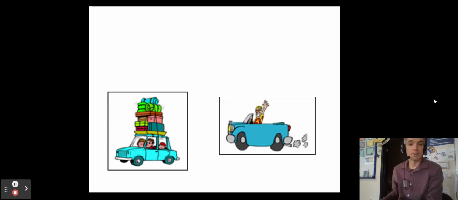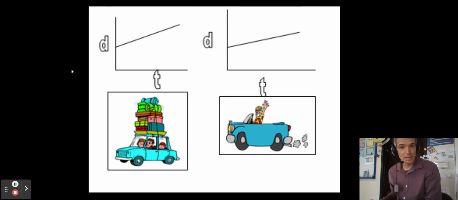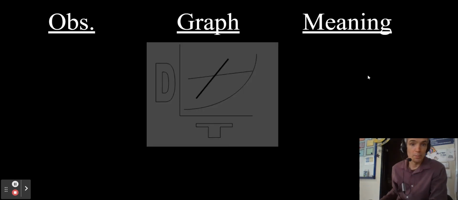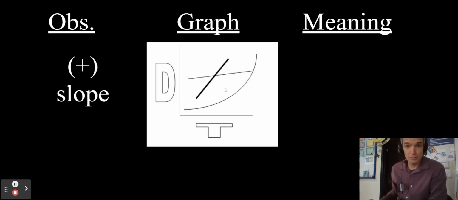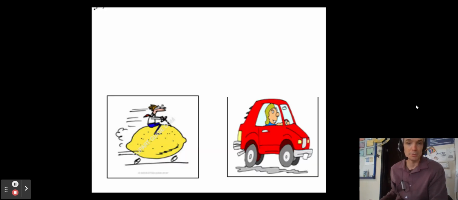Now these 2 objects are both moving to the left, and the steepness means this one's moving faster, surprise or not. But they both have a positive slope. What does the positive slope mean? Well, positive slope means simply it's moving in the positive direction, up, to the right, to the left, could be anything, but it's whatever you've delineated as positive.